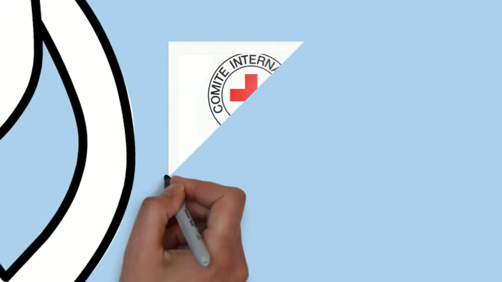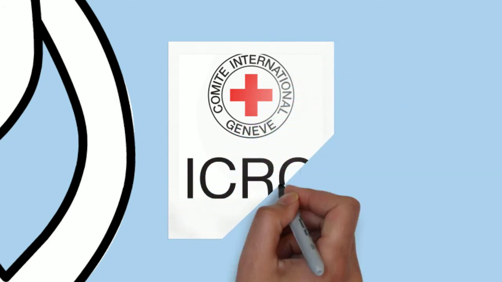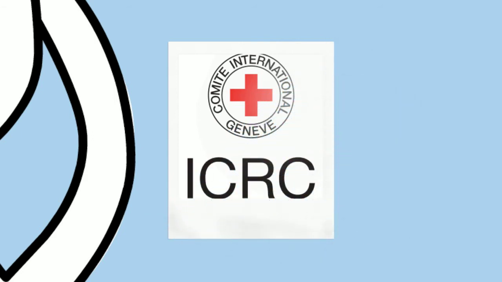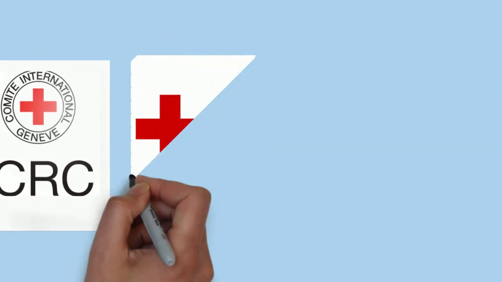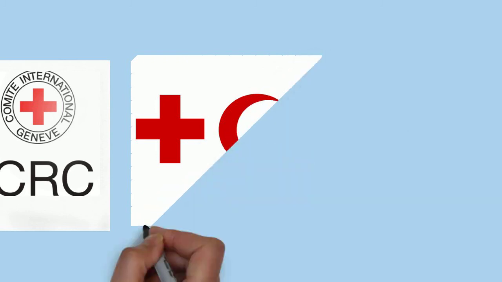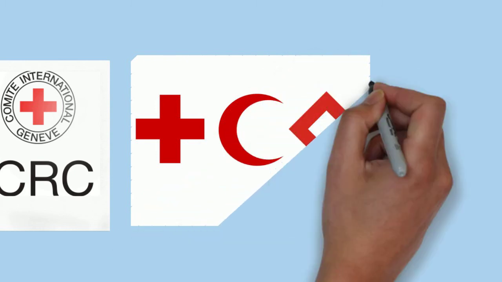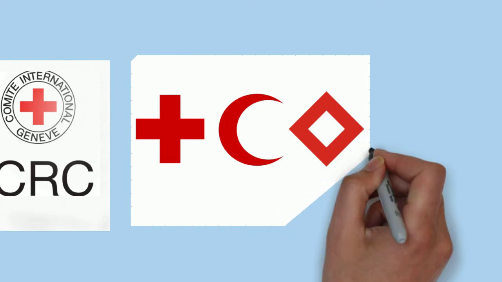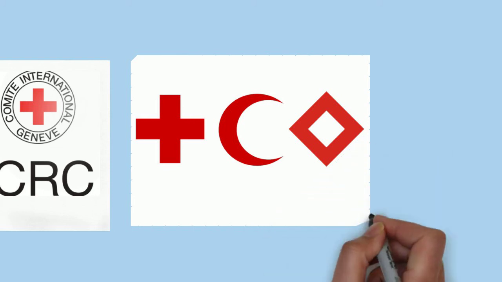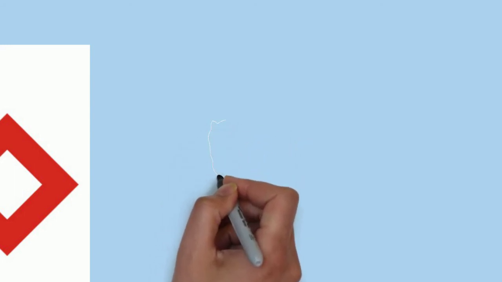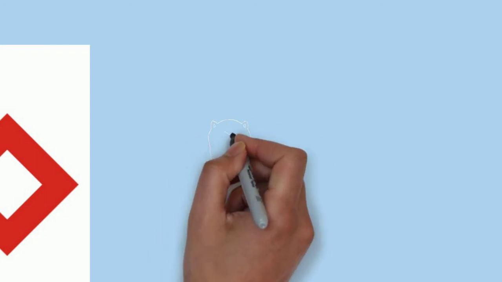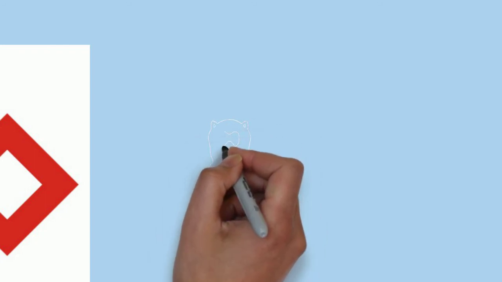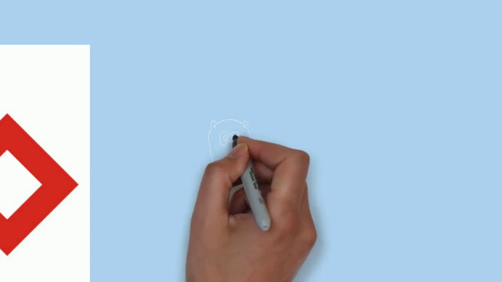And lastly, it's important to highlight the necessity of the International Committee of the Red Cross. Three are the main emblems that are recognized, and that are the Red Cross, the Red Crescent, and then the Red Crystal. However, it's necessary to highlight here that some of the emblems are no longer in use.